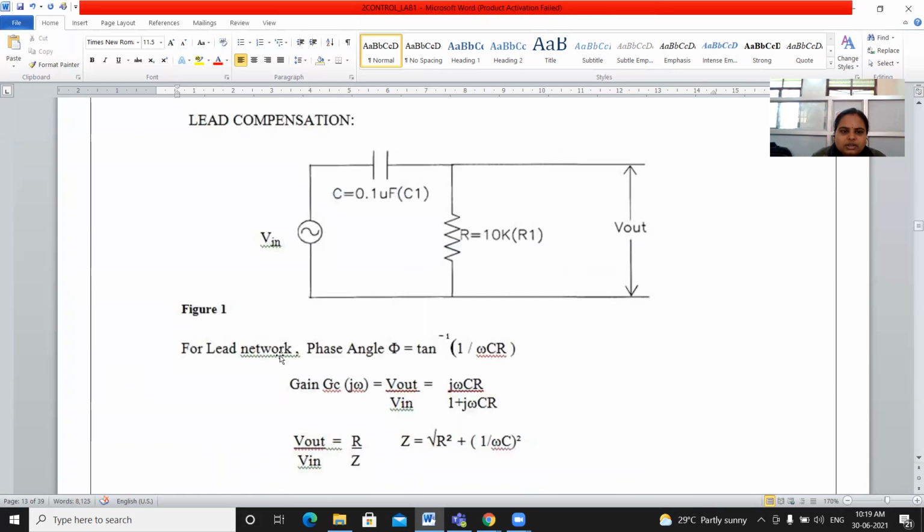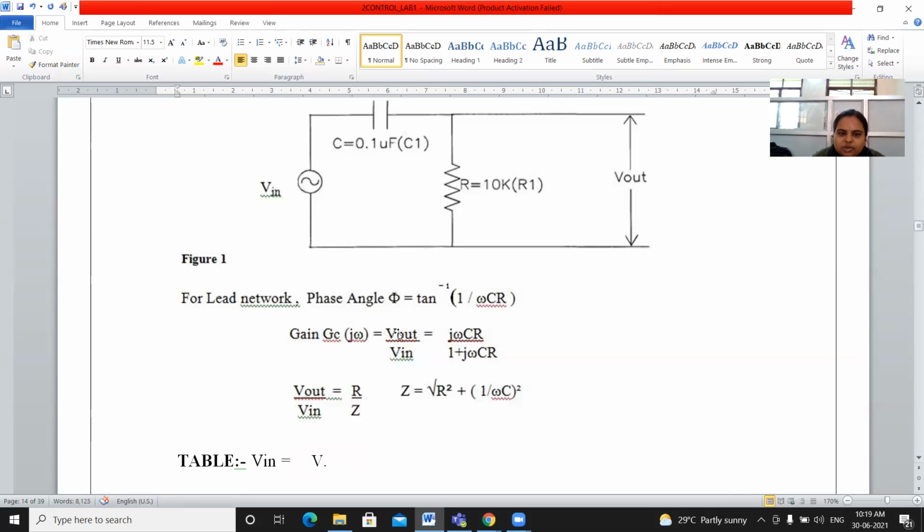After this is your lead compensation network, where the formulas are given here. The phase angle is tan inverse of 1 divided by omega CR, or RC. The gain V out to V in is j omega CR divided by 1 plus j omega CR. Then V out to V in is R divided by Z, where Z is nothing but the square root of R square plus (1 divided by omega C) whole square.